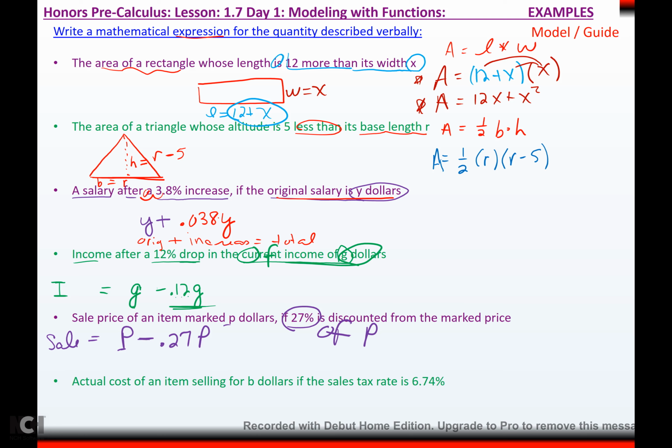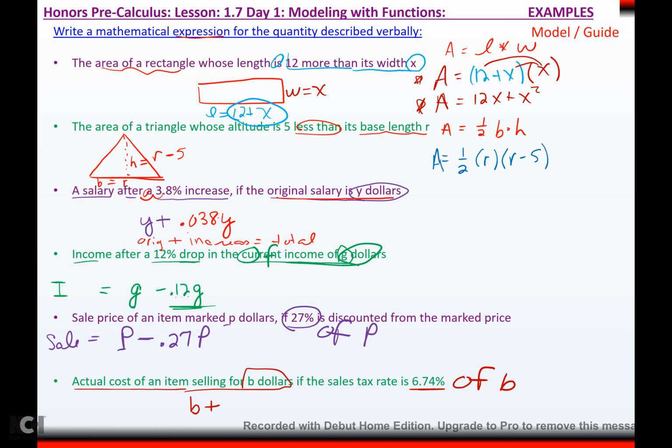Okay. Last one, sales tax. You don't go into a store and buy anything for what it says. You got to pay tax on it. All right. So the actual cost of an item selling for B dollars. You go up to the register, you don't just get to give them B dollars. It's going to cost you extra. How much extra? You're going to add this much percent of the original price.